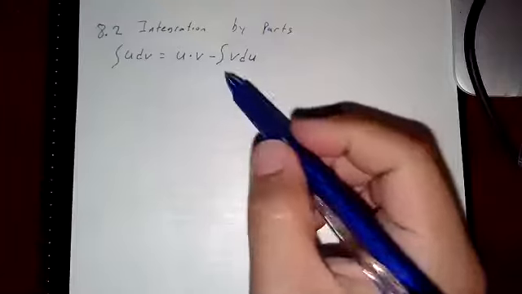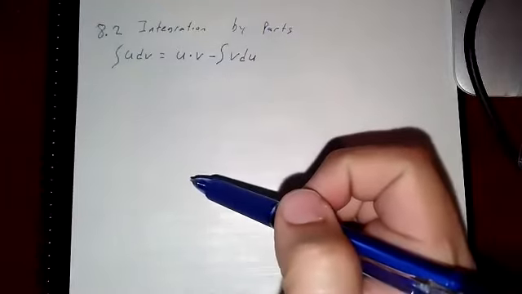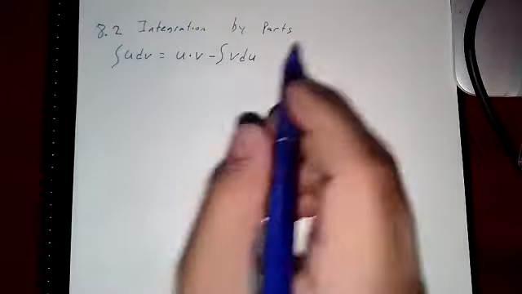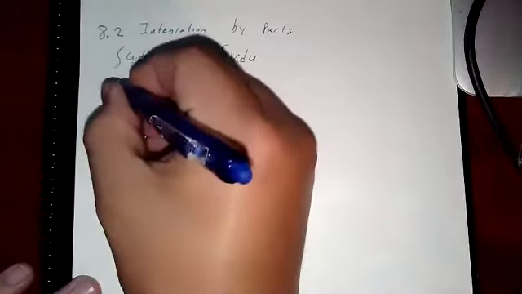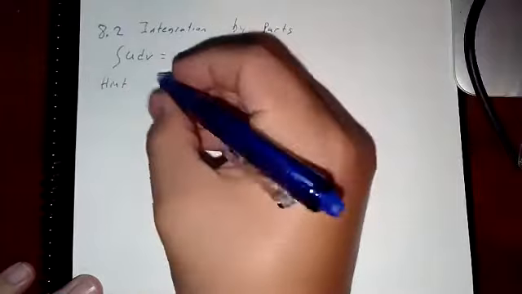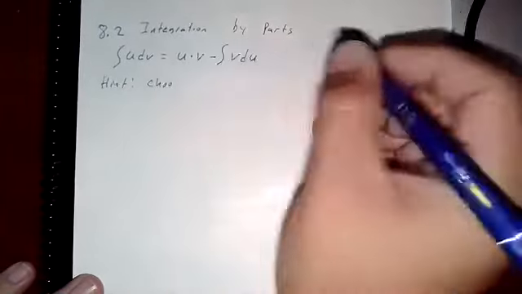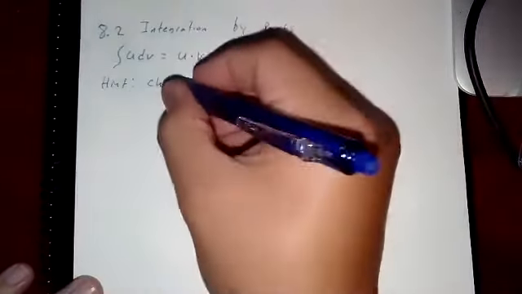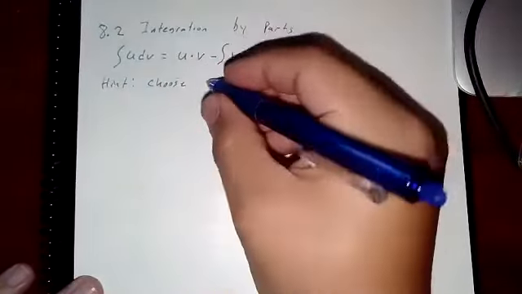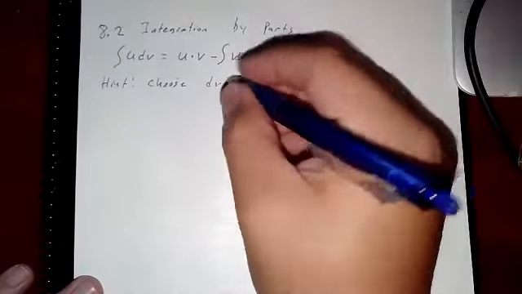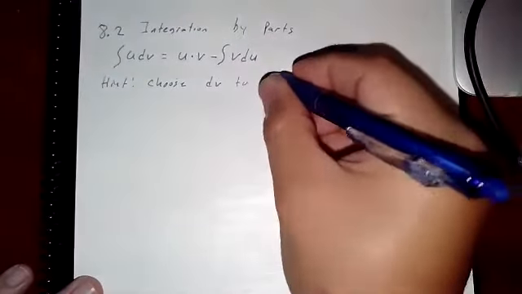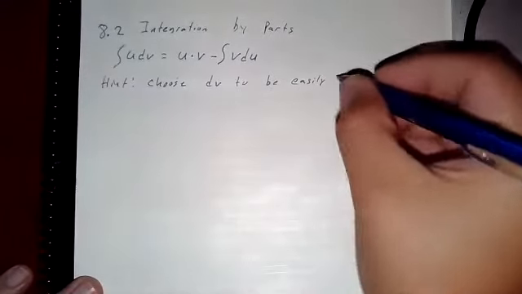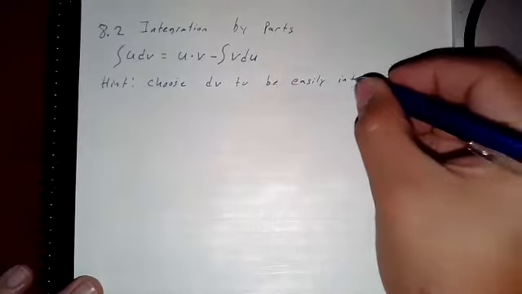So you use this when you have something you can't substitute and you have a product of two things that are just a pain. You can't figure it out. So let me give you a hint first as to how to use this. Choose dv to be easily integratable.